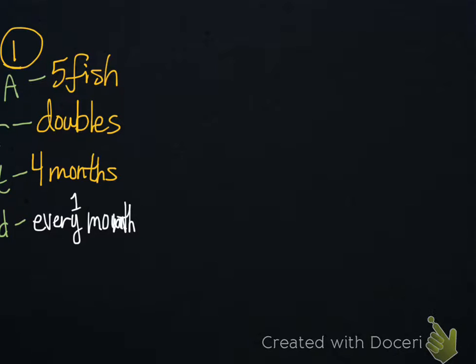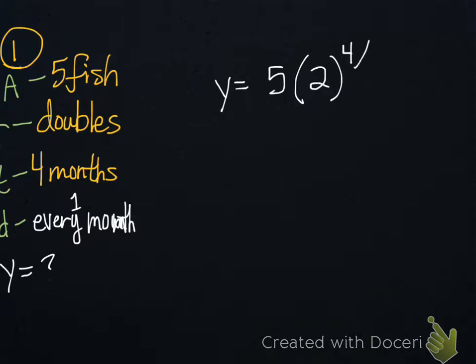Okay, so now let's plug into our equation what we have. Obviously, we're looking for y. So I have y equals 5 parentheses. Now remember, doubles was a special case. We don't put 1 plus, we just put the 2. And for t, it's to the 4th power. Now you could put 4 divided by 1, but does that change the value? No. Let's compute that in the calculator. We would get 80 fish.